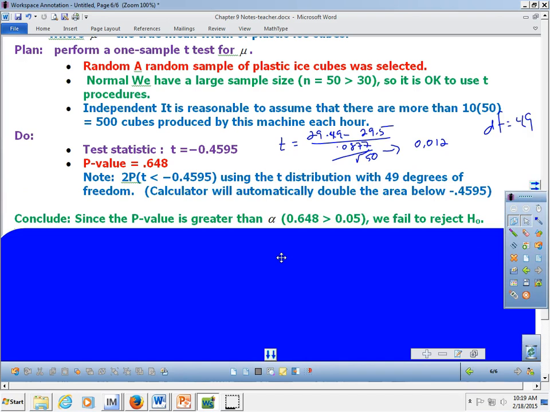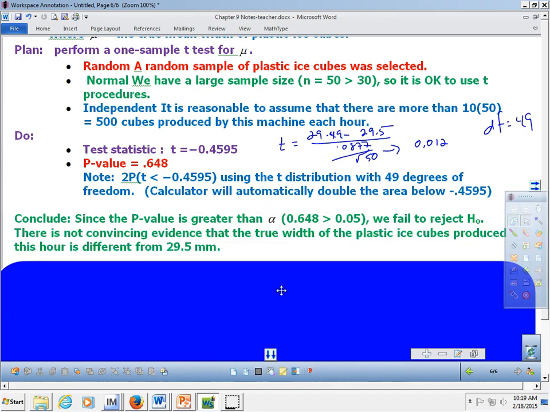Now, your conclusion. Since the p-value is greater than alpha, obviously it's a lot bigger than alpha, we fail to reject H0. What does that mean in context? It means that we do not have convincing evidence that the true mean width of the plastic ice cubes produced this hour is different from 29.5 millimeters. So what does that tell the company? Well, it tells them, you know what, it's okay. We're producing cubes that are okay sized.